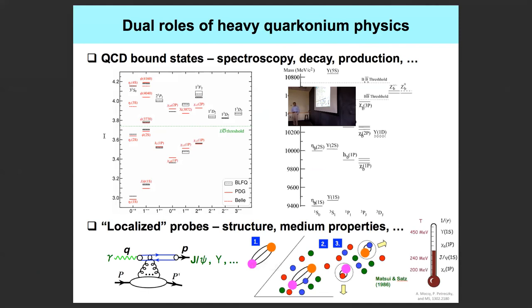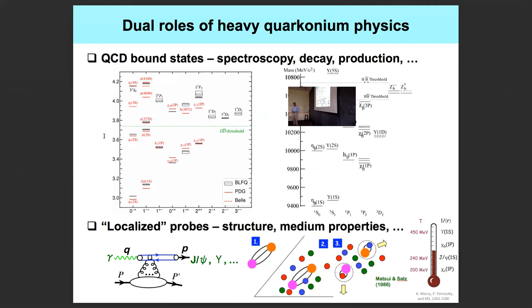They can probe the structure, and we also use that to probe the medium property. You know, they often say the quarkonium is like a thermometer, because when the temperature is comparable with the binding energies, you can see the dissolution of these quarkoniums.